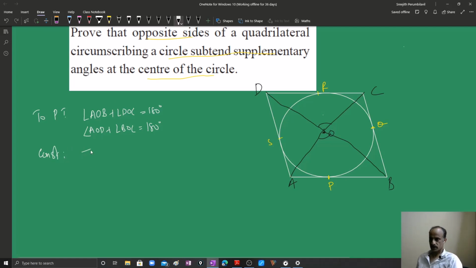Very simple. Join OP, OQ, OR and OS. Right. Now, coming to the proof. You take triangle AOP and triangle AOS.